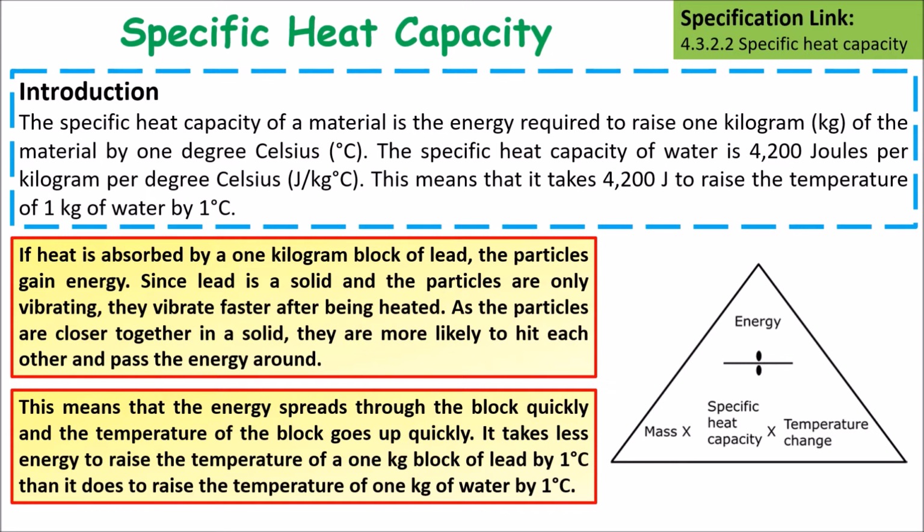So the equation for specific heat capacity is the mass times specific heat capacity times temperature change is the energy. If we rearrange that to get specific heat capacity, it's going to be energy divided by mass times temperature change.